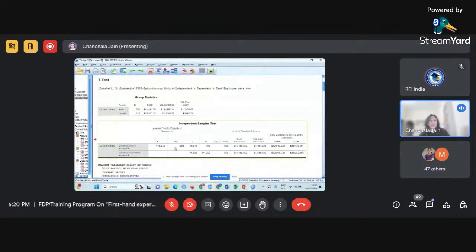So looking at the significance value for the F, we can find the significance value is less than 0.05. That means we can reject the null hypothesis. The conclusion is that equal variance is not assumed, because we are rejecting the null hypothesis of Levene's test. So we will not report the results of the first row, and we will go to the second row, that is equal variances not assumed, and report the results of this particular row. I hope this is clear to everyone.